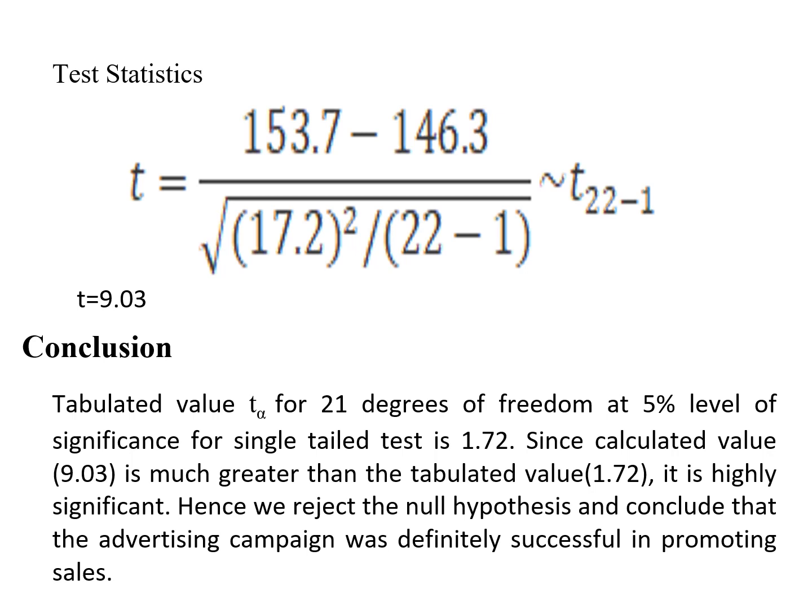First square the standard deviation value and divide by the total number of values, then take the square root of this value. Then divide the numerator by the denominator. We get the t value, t equal to 9.03. This is the calculated value, denoted by t.